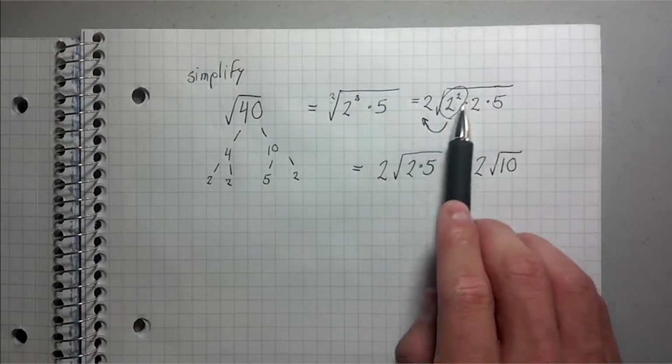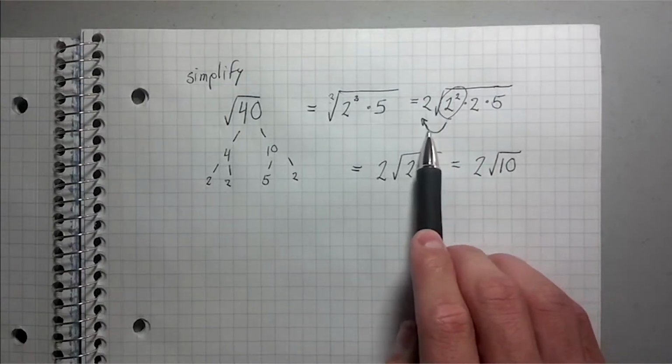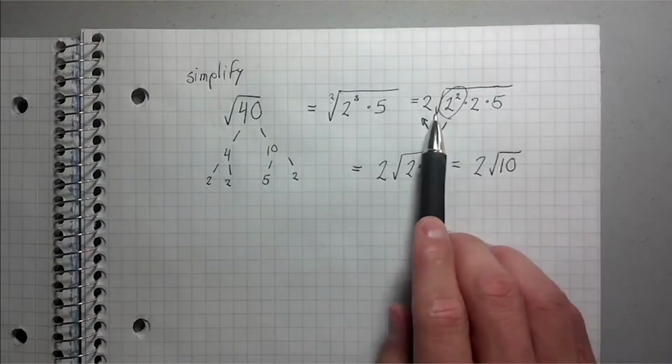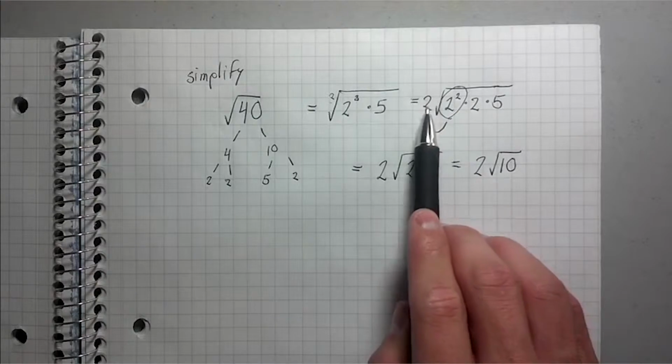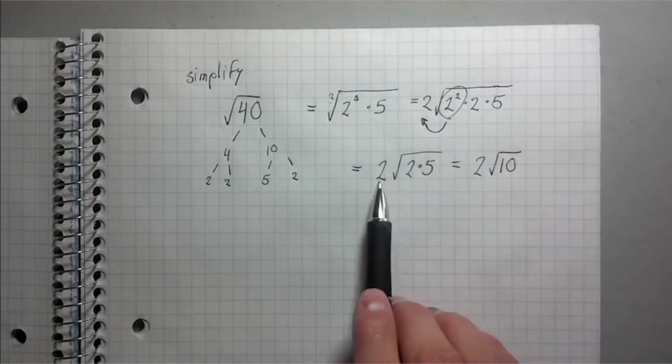And then this group, this 2 squared, gets pulled out of the root sign, and it becomes just a 2. Because if I took the square root of 2 squared, it's just 2, right? So this is what I ended up with.